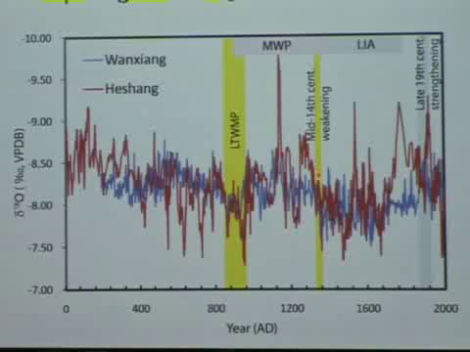more severe in Heshang. So we actually see a higher amplitude variability in the Heshang record, which suggests that perhaps more of the rainfall variability may have been happening south of that region rather than in between the two sites, which is something I won't go into detail about, but if you're interested, I can explain that.